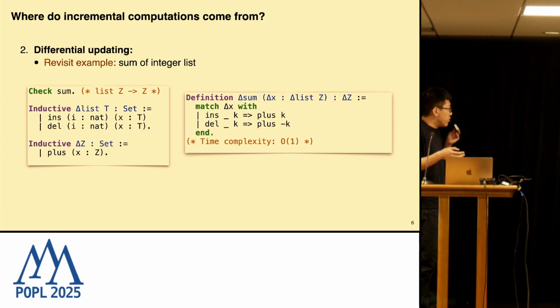With these changes, we can define a differential operator for sum. If we just insert something into the list, we only need to output a change that adds k to the original result.